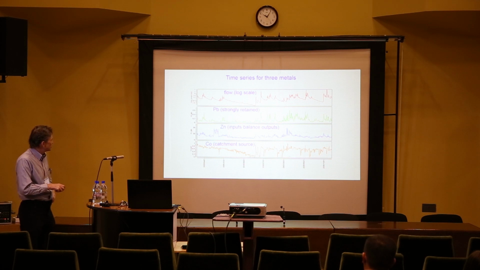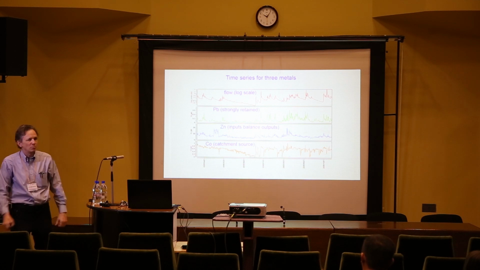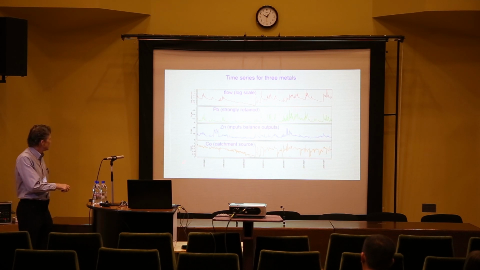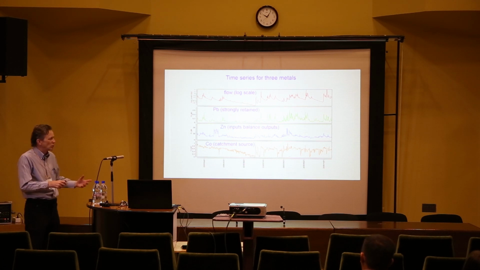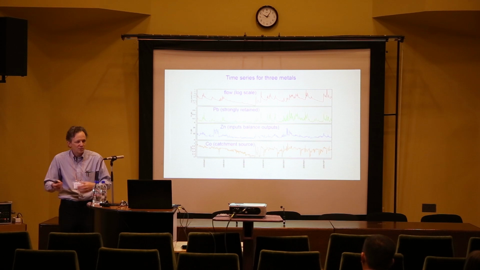About 98% of the cobalt that we see in the stream is produced in the catchment. It's not coming from the rainfall. And here is the cobalt signal. And here's the zinc signal. And zinc is an element for which the inputs roughly balance the outputs. So the catchment isn't retaining it, it's not releasing it.